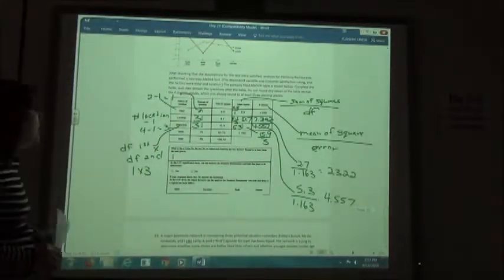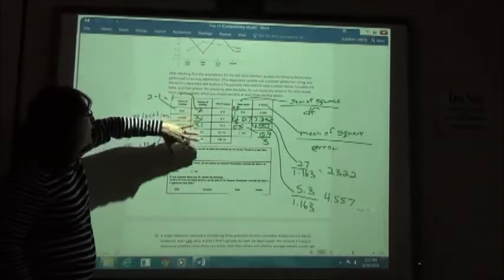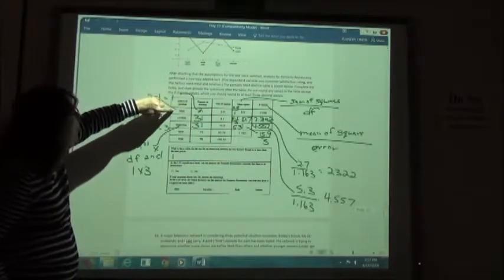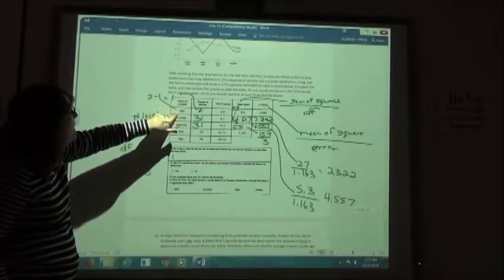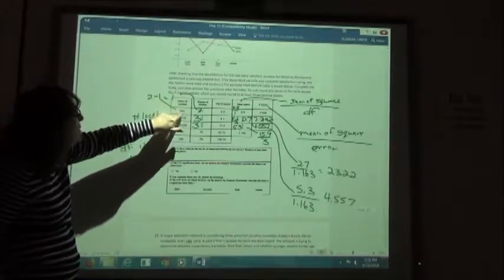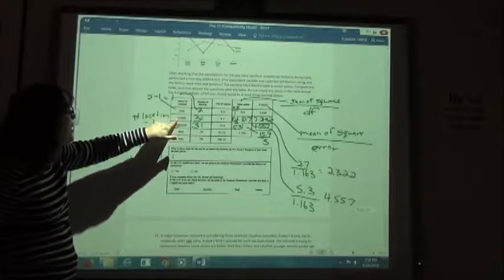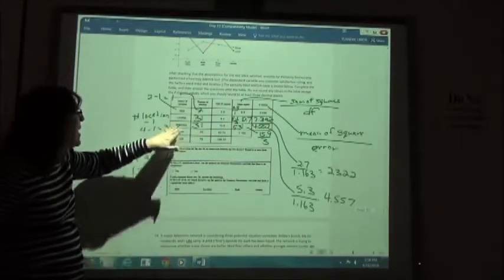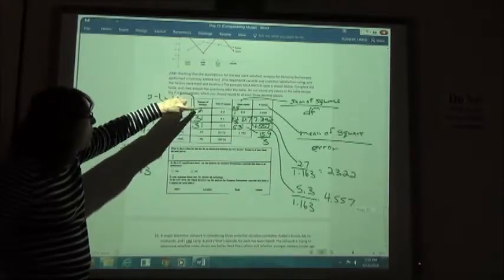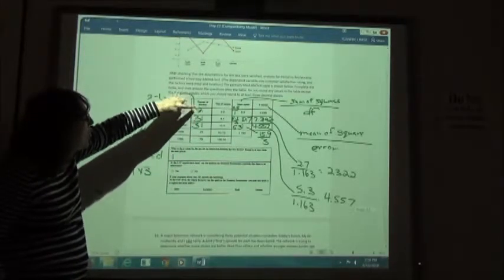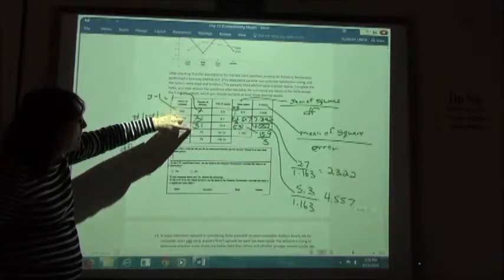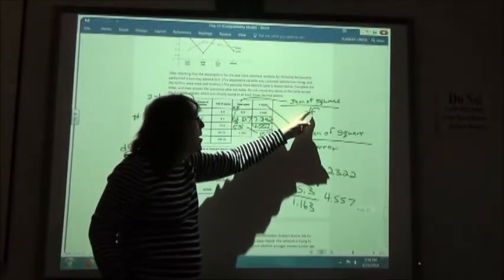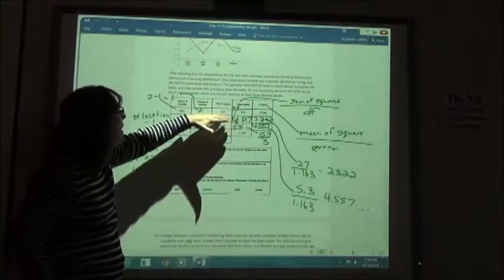All right. So, degree of freedom, I take the number of items I have from the table minus 1. So the meals, we had 2 meals, 2 minus 1 is 1. Locations, we had 4 locations, 4 minus 1 was 3. The interactions, we're going to multiply those two numbers together. 1 times 3 is 3. Over here for your mean of squares, you take the sum of the squares divided by the degree of freedom in that row.